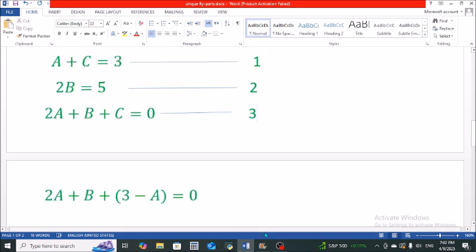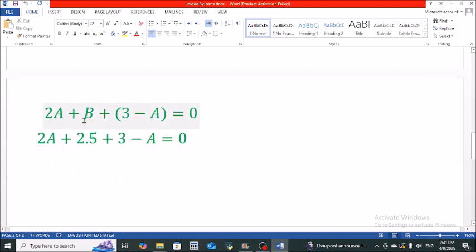As I said, from the first we have that c equals 3 minus a, and substituting that into the third we have 2a plus b plus 3 minus a. And then we all know that 2b equals 5, then this means that b equals 2.5, and we resubstitute once more.